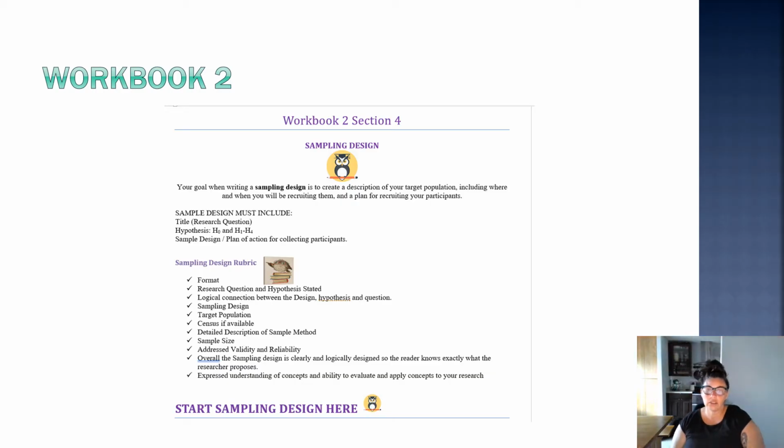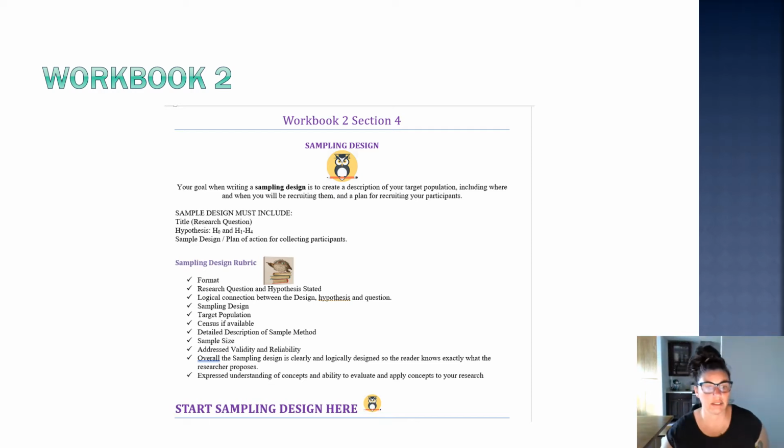Okay, so if you're following along in the workbook, we're right around page 19, if your document hasn't moved around too much. It's the sampling design. Anytime you see this little guy right here, the owl, he is telling you that you have your section of your paper due. Where it says start sampling design here, you would start writing your sampling design. Each one of these sections is going to be pulled out and put into a full paper together if that's a requirement for your course.